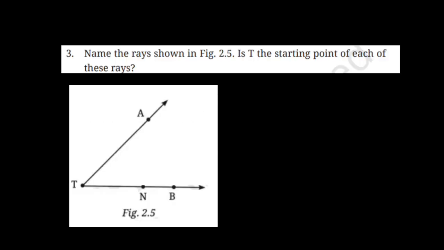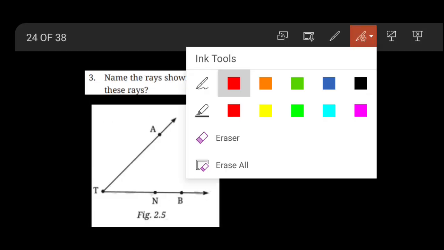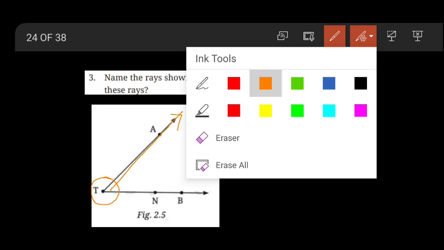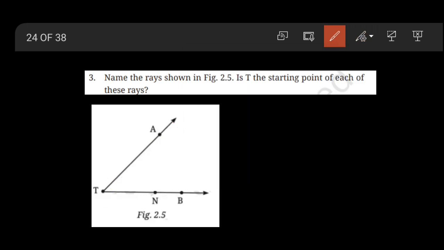Now question 3. Name the rays shown in figure 2.5. Is T the starting point of each of these rays? Before solving this question, let us quickly revise what is meant by a ray. A ray is a portion of a line that has one starting point and goes endlessly in one direction. So now let us see how many rays there are.